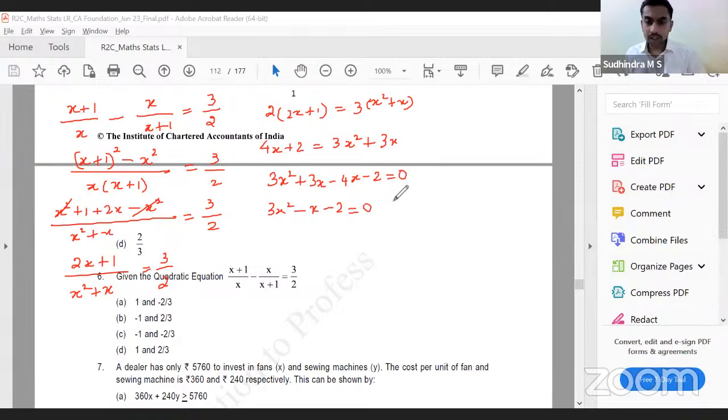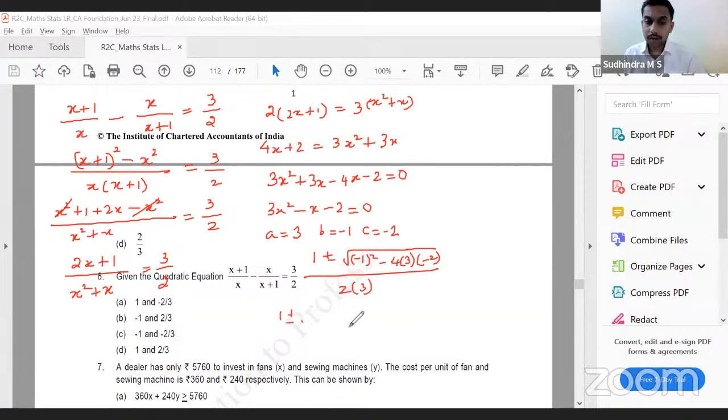Either you can go with factorization or formula method. Factorization becomes difficult. If you look at the options also, you will get to know 2 by 3 is one of the answers, means factorization becomes difficult. So go with the formula. a is 3, b is minus 1, c is minus 2. So minus b, minus of minus 1 is plus 1, plus or minus root of b square minus 4ac, divided by 2a.